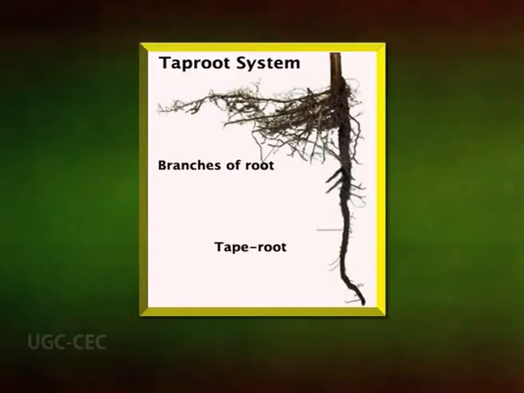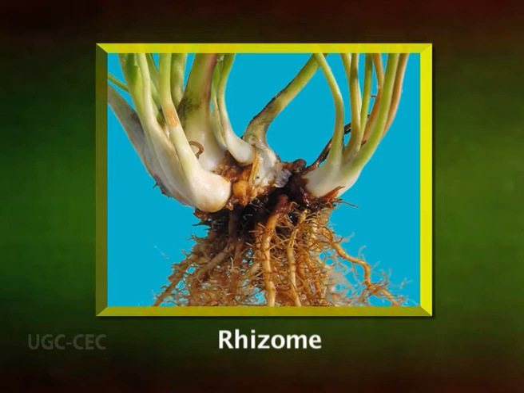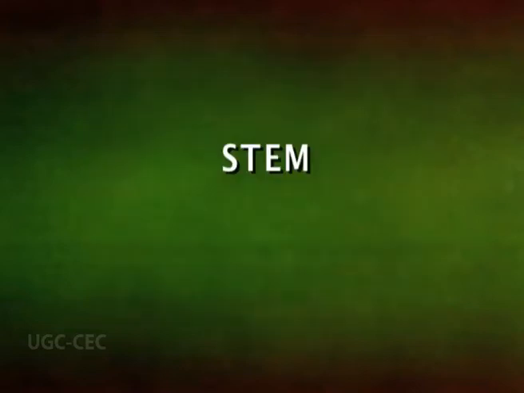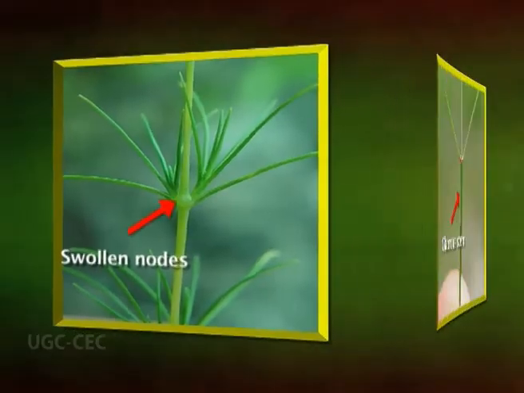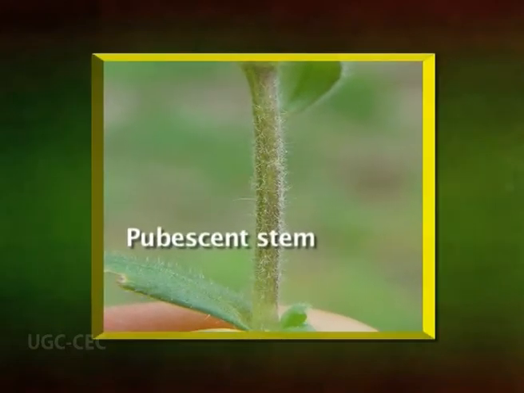In Caryophyllaceae, the root is usually a branched taproot, that is, the root that develops directly from the radicle. But sometimes the plants also bear rhizomes. Stem is erect or slightly decumbent, usually with swollen nodes, and may be glabrous or pubescent. The branching in stem is usually dichotomous but sometimes monopodial.